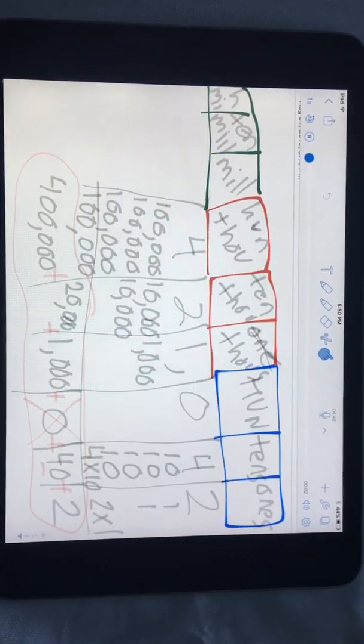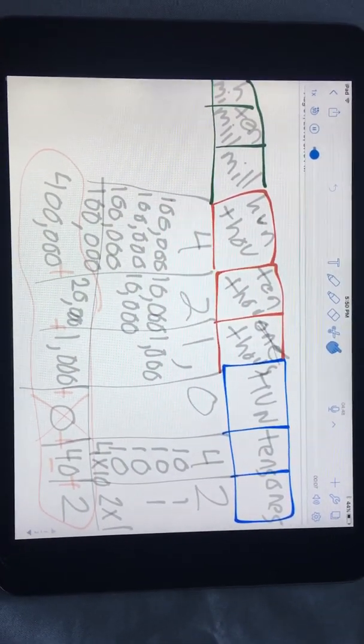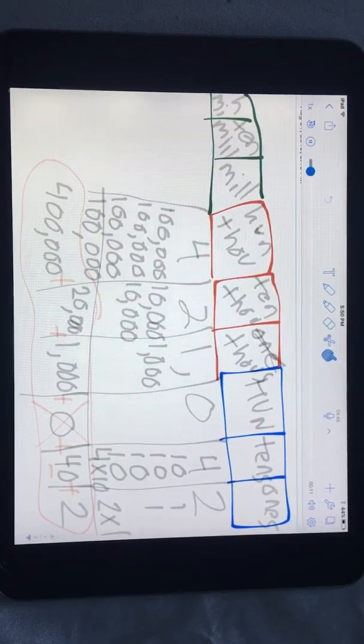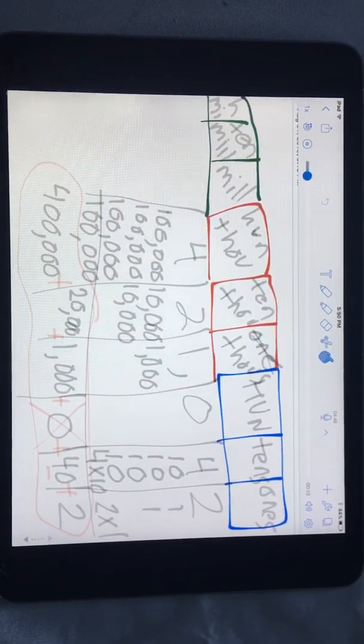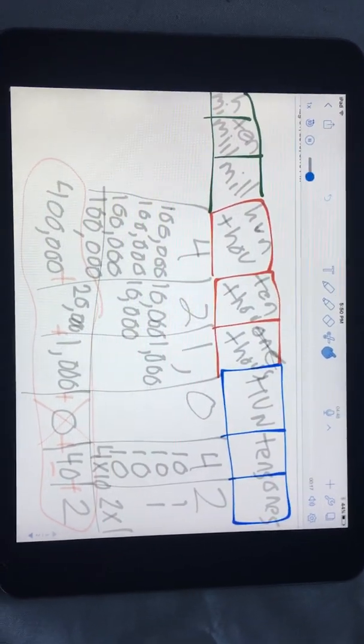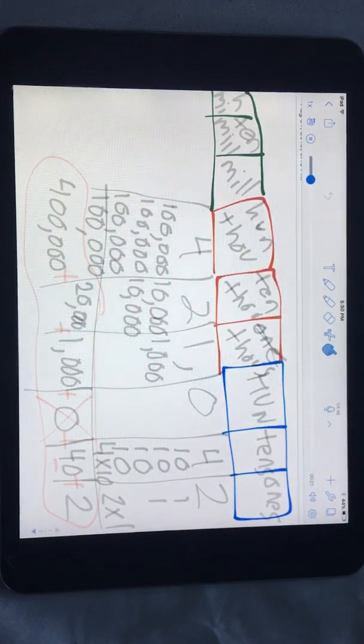Let's say you're not at school, you're at home, you're having trouble figuring out issues with place value. So you could just draw yourself a little place value chart. Remember that everything is in groups of 3. Those are the periods. So I've done 3 in blue, 3 in red, and 3 in green. And then if you really need the extra help, you can label each of the place values.